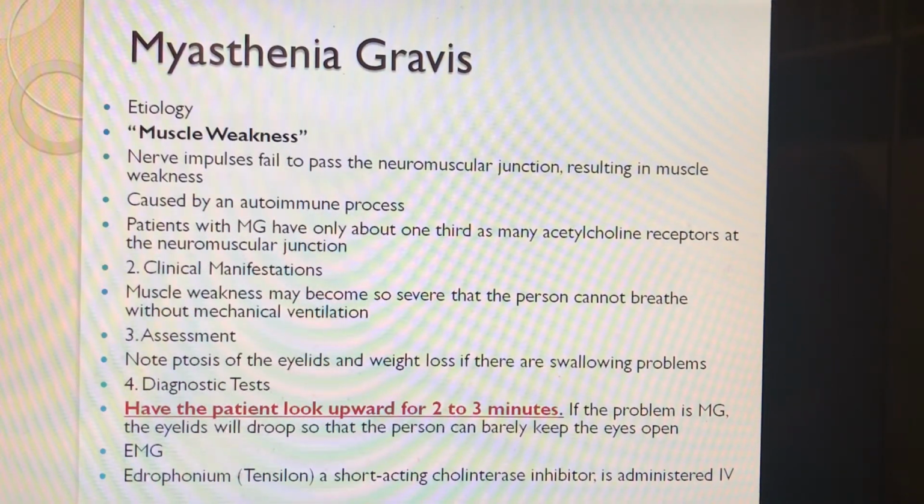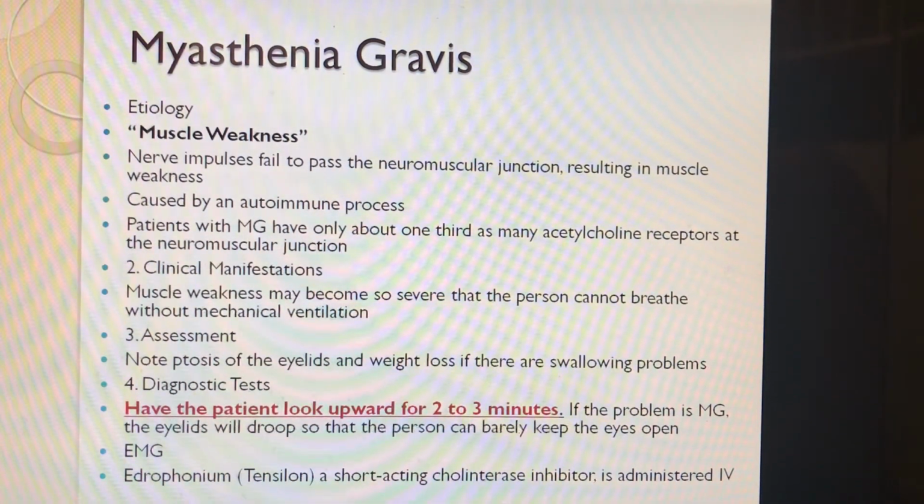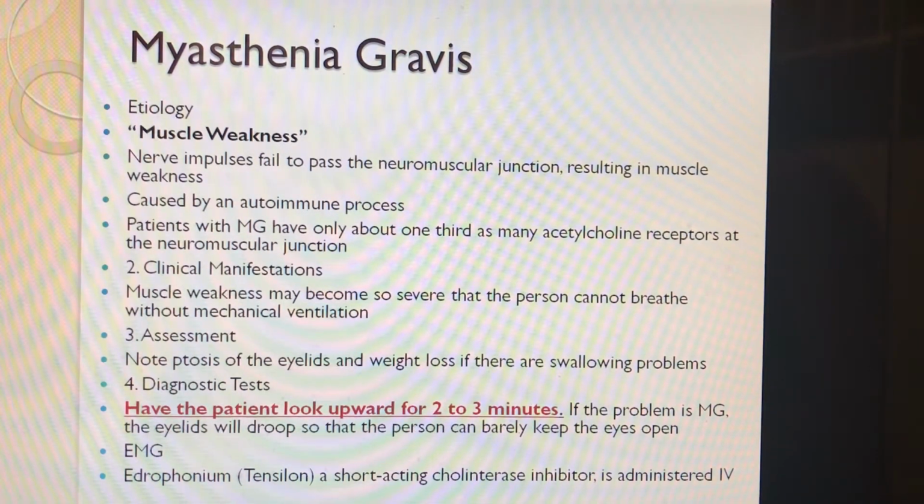For the diagnostic test, you want to have the patient look upward for 2 to 3 minutes. If the problem is MG, the eyelids will droop so that the person can barely keep the eyes open. They can also do an EMG. They can do the Tensilon, a short-acting cholinesterase inhibitor that is administered IV.